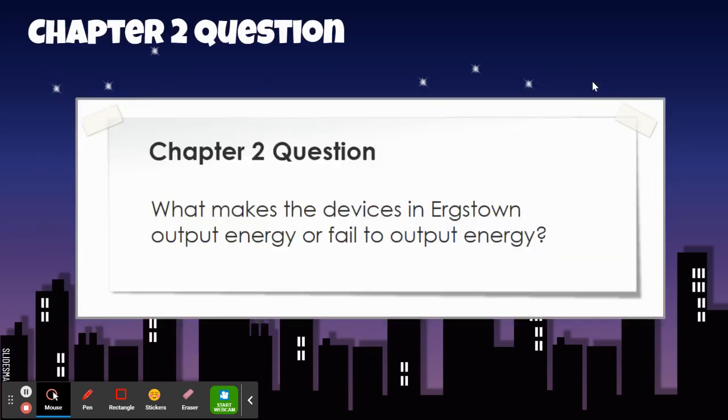Today, or this chapter, we're going to try to figure out what makes the devices in Erkstown output energy or fail to output energy. So we're going to figure out things such as lights, such as radios, such as electric stoves. What makes them able to output energy, and what causes them to fail and not be able to output the energy.